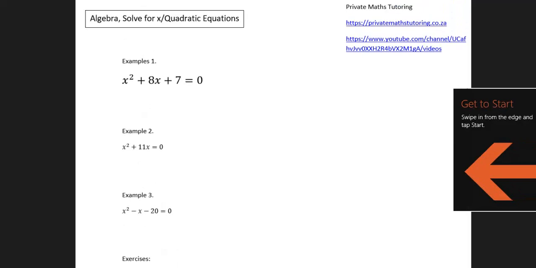Now we're looking at, we studied algebra, but we're looking for solve for x quadratic equations. So let's quickly look at our first example here. Whenever we're trying to solve for x, this is the approach that I normally use.